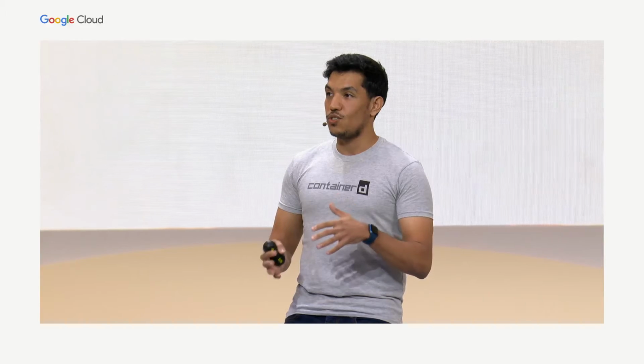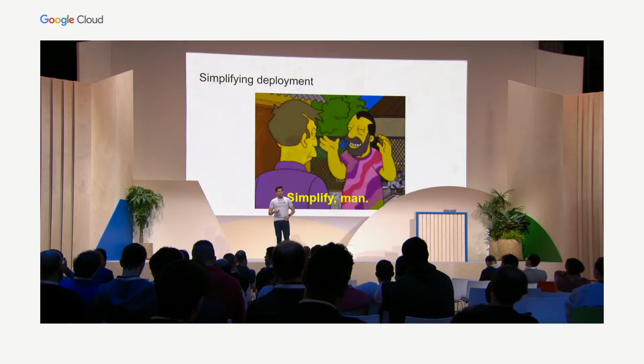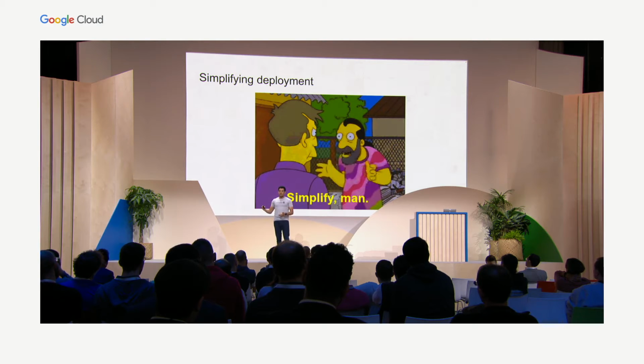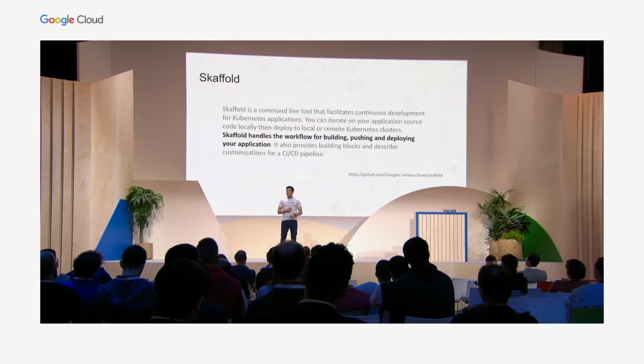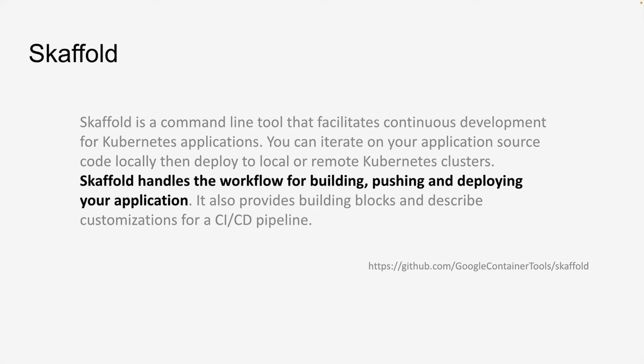And so with Jib, we hopefully managed to reduce the build and containerize time. How about deployment time? Can we automate the other steps, which is like tagging our images, pushing it, and deploying it to our cluster? Another cool open source project from the Google Cloud engineers is called Skaffold. Super easy. It's basically a command line tool.